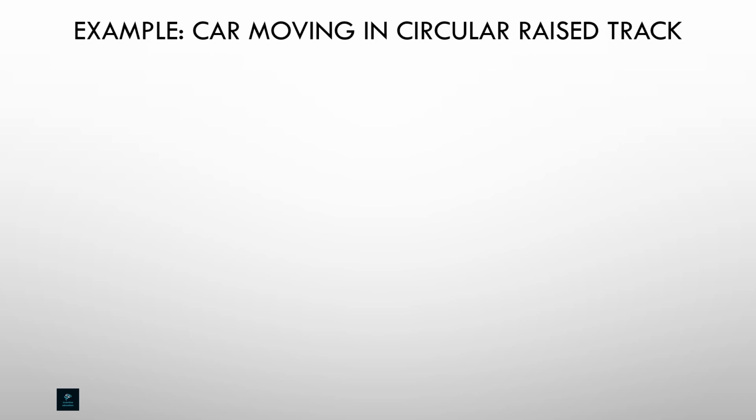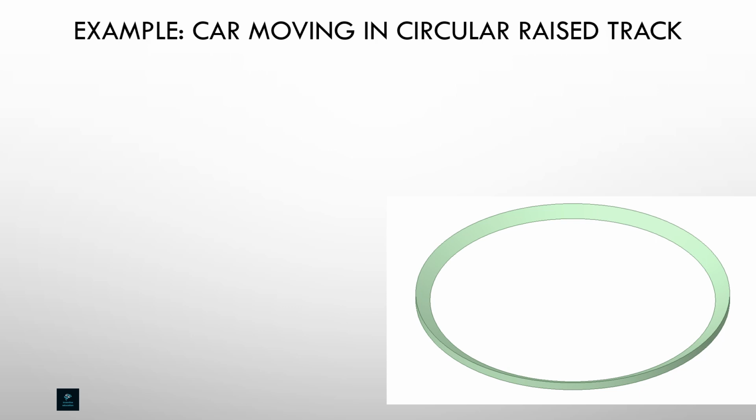Now we'll take another example. Suppose that we have a circular raised track of radius 200 meters. This track is raised at an angle of theta degrees called the bank angle. This angle is provided so that in the absence of friction, as in the case of wet roads, the car does not slide. Now suppose that we have a car moving on the track at a uniform speed of 20 meters per second. We are required to find the bank angle such that in the absence of friction, this car does not slide.